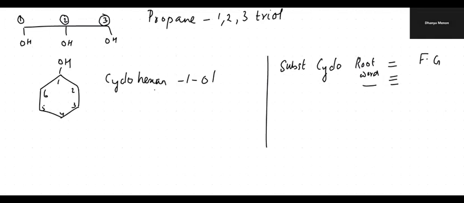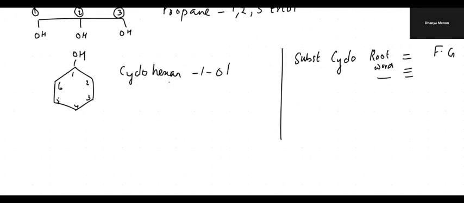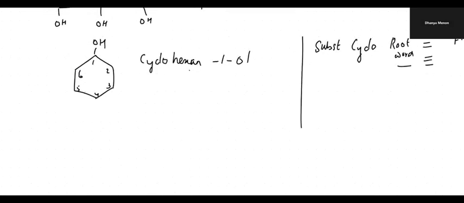Okay. Now, so the root word is hex, and at the first position we have 1-ol. Okay.